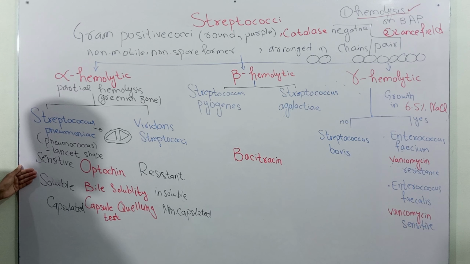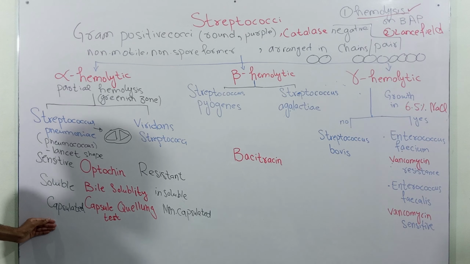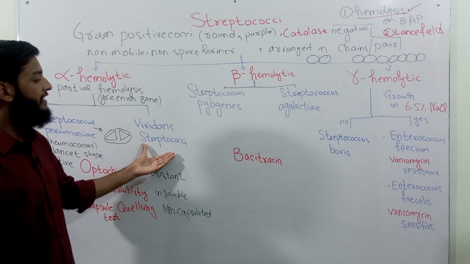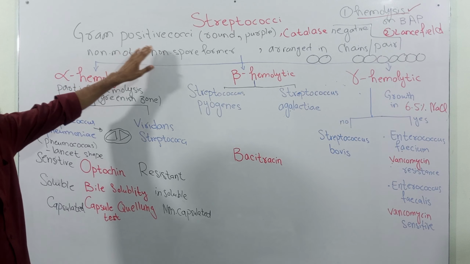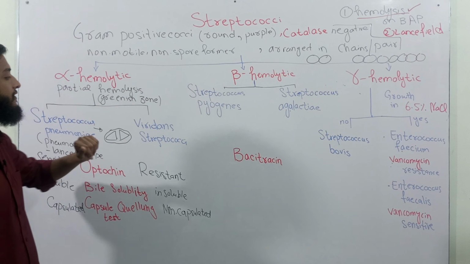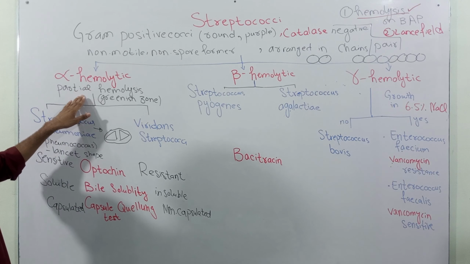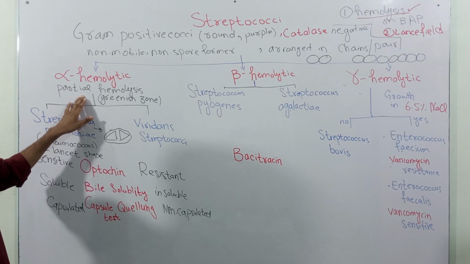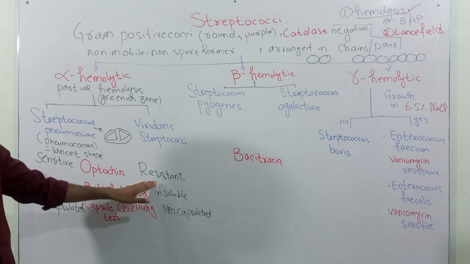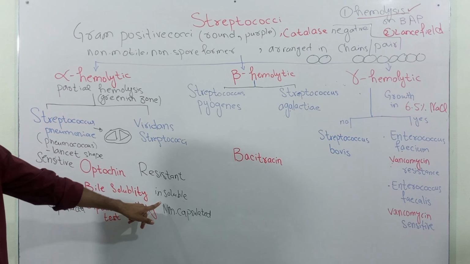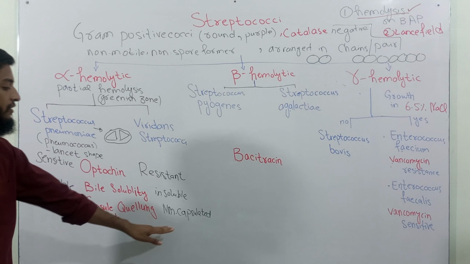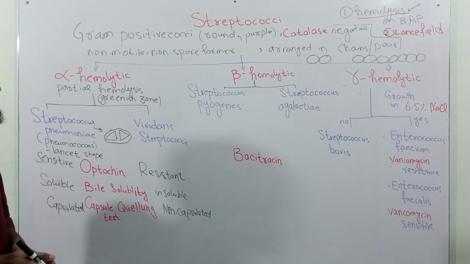They are sensitive to optochin. They are bile-soluble and contain a capsule. Whereas Viridans streptococci are gram-positive cocci, catalase negative. They produce alpha-hemolysis, so they are alpha-hemolytic bacteria. They are resistant to optochin. They are bile insoluble and non-capsulated.